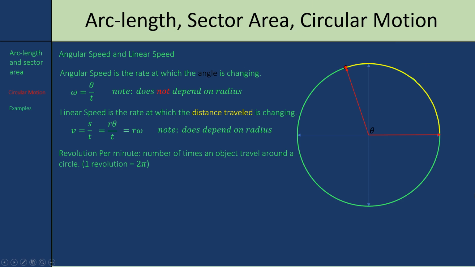Now, revolutions per minute is the number of times an object travels around a circle. One revolution means you go around the circle one time. And remember, the whole circle is 2 pi. So 2 pi per minute is one revolution per minute.